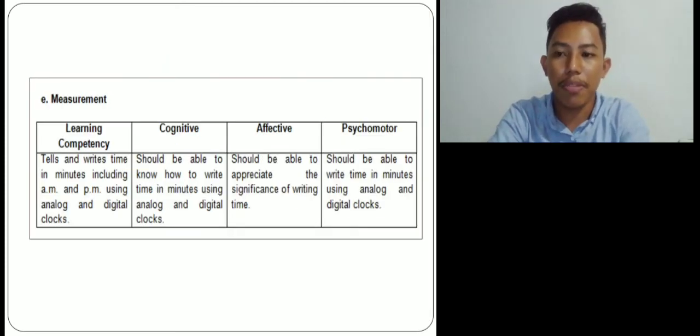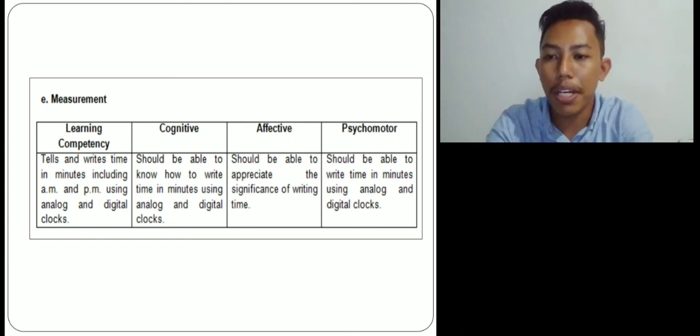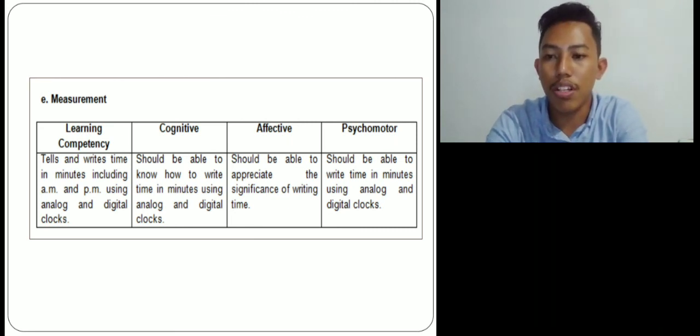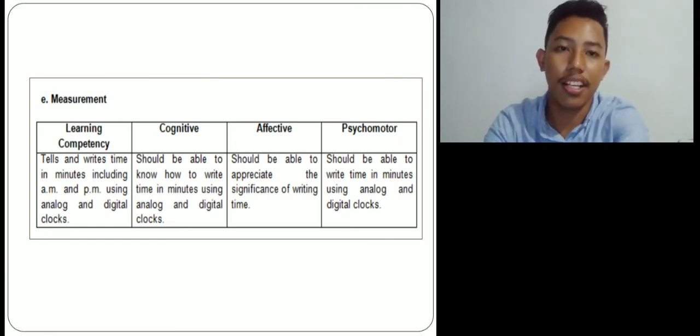The last one is measurement. Example of learning competency: tells and writes time in minutes including AM and PM using analog and digital clocks. In the cognitive domain, students should be able to know how to write time in minutes using analog and digital clocks. In the affective domain, students should be able to appreciate the significance of writing time. And in the psychomotor domain, students should be able to write time in minutes using analog and digital clocks.